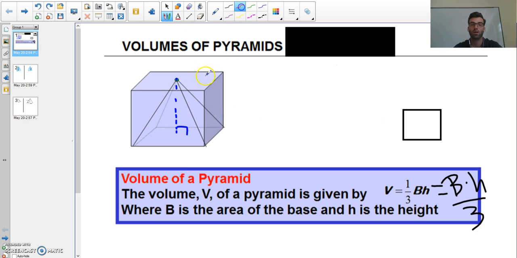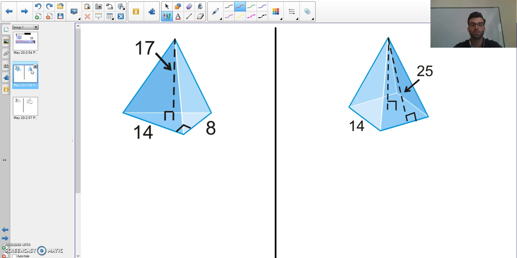When finding the surface area, we found the slant height. The slant height, remember, ran along one of your lateral faces. Hard to draw there. But the height drops from the vertex and goes right down to the base. It's perpendicular to that base. So let's see how it works.